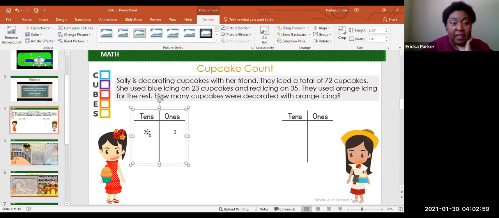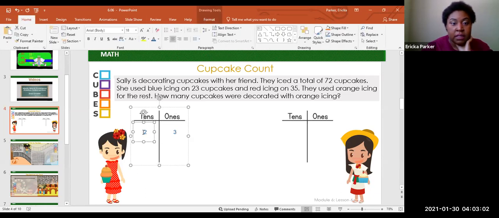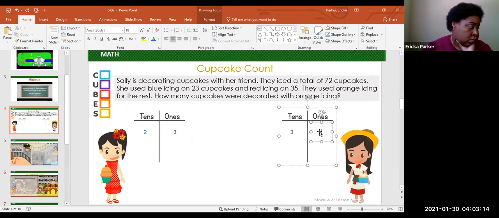All right, and then on this side, we've got 35 red ones with red icing. So now we've got to determine how many cupcakes there are between blue and red icing. How many cupcakes are there? So what are we going to do?